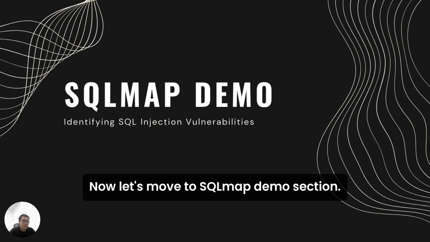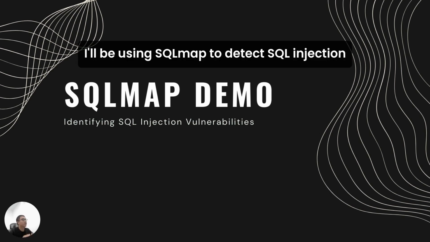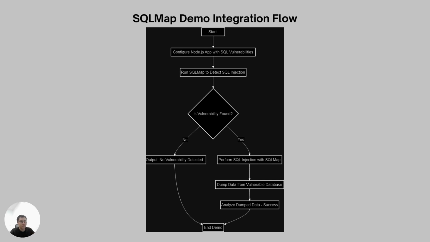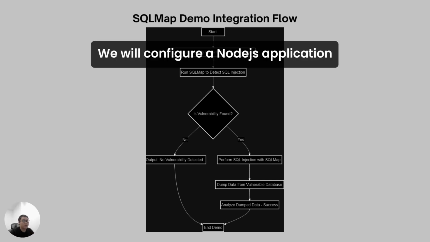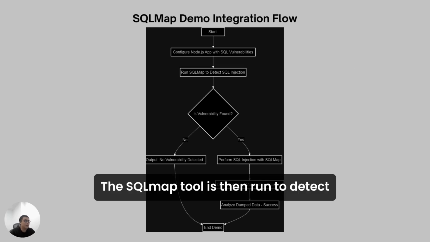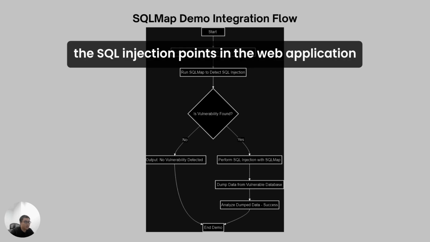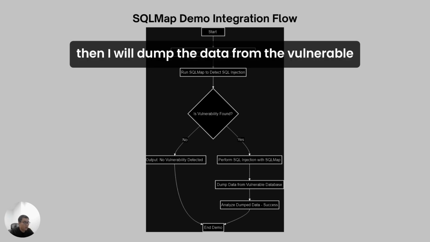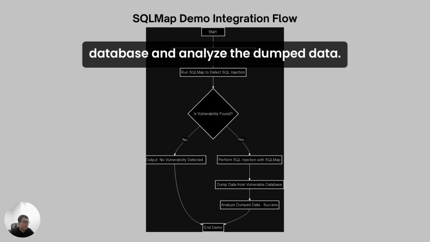Now let's move to the SQLMap demo session. I'll be using SQLMap to detect SQL injection vulnerabilities in a local database. First we will configure a Node.js application with a deliberate SQL vulnerability. The SQLMap tool is then run to detect the SQL injection points in the web application. Then I will dump the data from the vulnerable database and analyze the dumped data.